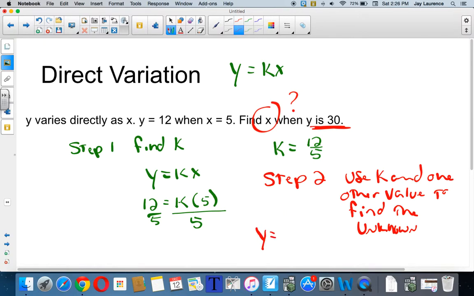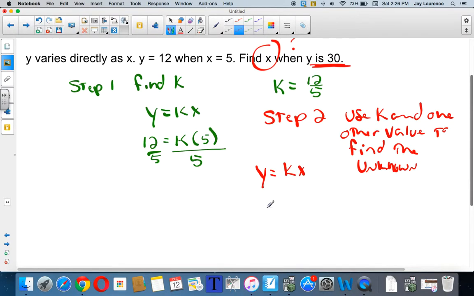So y equals kx. I know that y is 30. I know that k is 12/5. How do I know that? I figured that out. And the unknown is x.